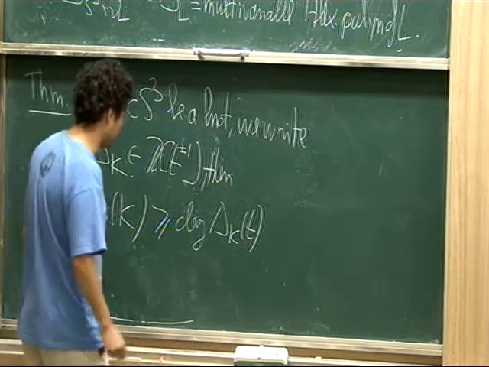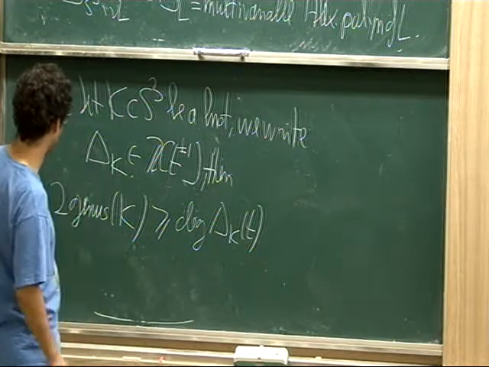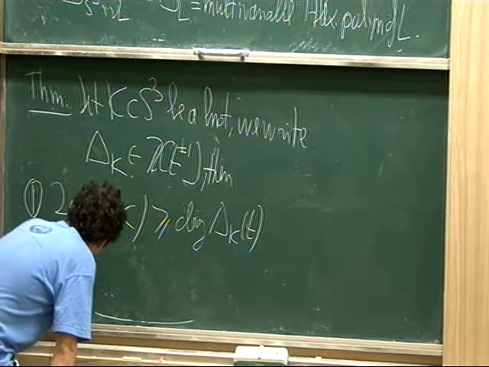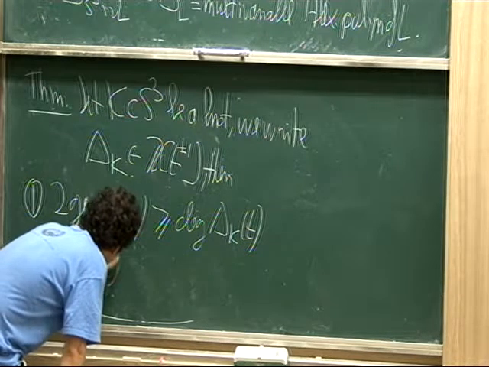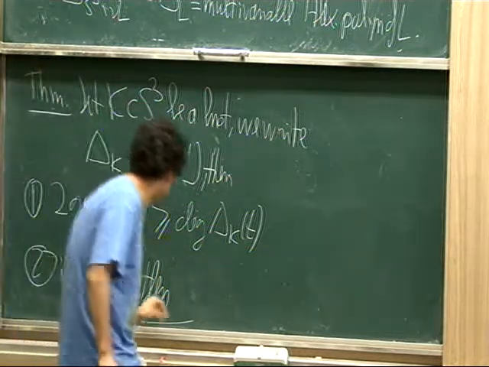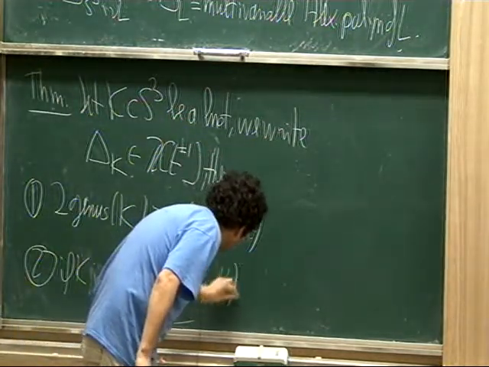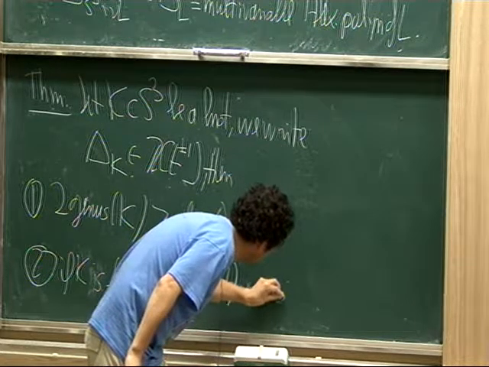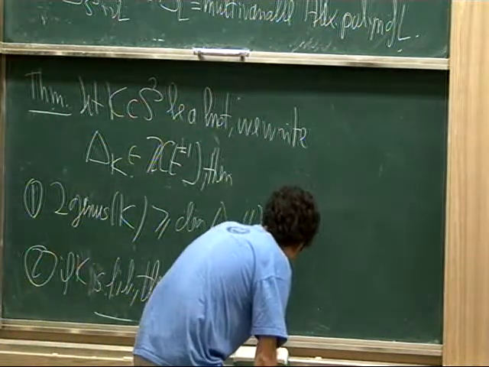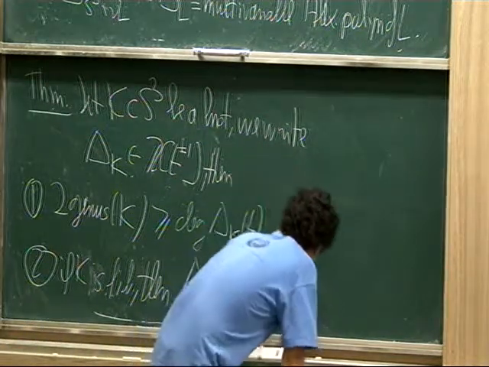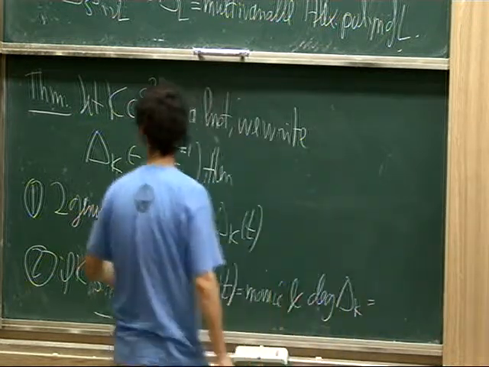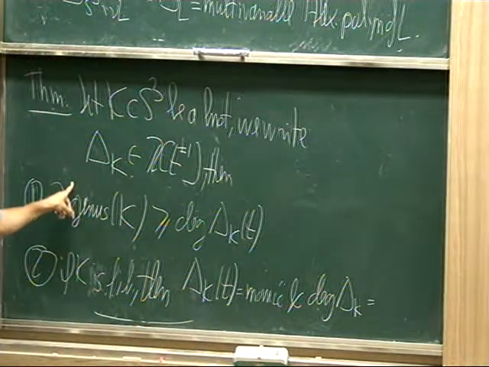And another fact is also quite useful. If K is fibered, then the Alexander polynomial is monic. That just means that the top coefficient is plus or minus 1. And more interesting for the remainder of the talk is that the degree of the Alexander polynomial is precisely twice the genus.